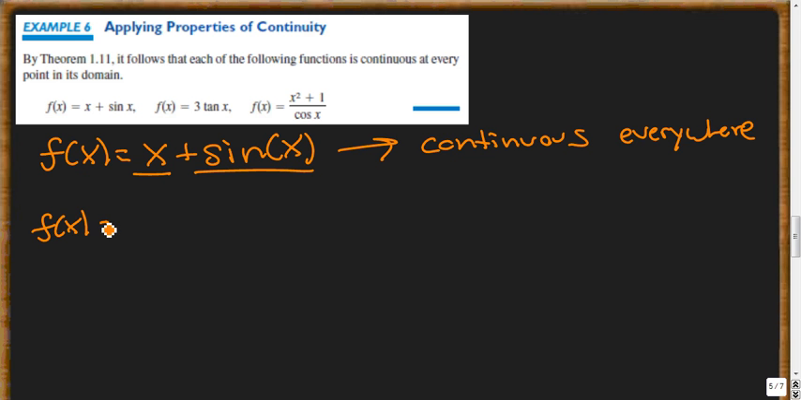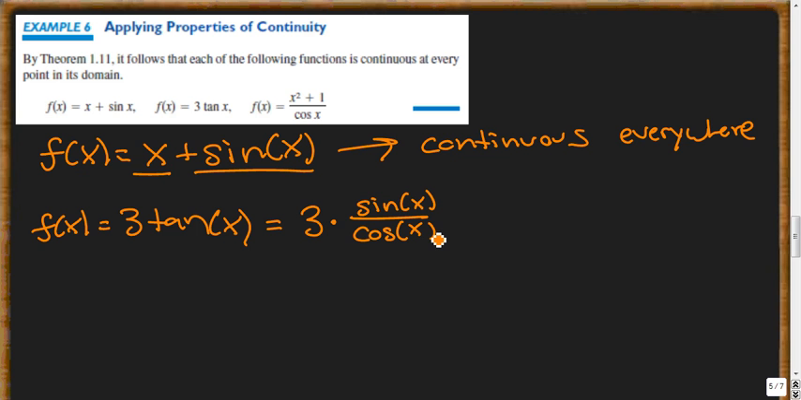Then we have f of x equals 3 tan x. Okay, so it's 3 tangent of x. Well, 3 tangent of x is the same as 3 times the sine of x over the cosine of x. So we are limiting our domain now because we are dividing by a function that can be 0. So we want to know when our cosine is 0. So cosine of x is going to be 0 at the following points. So x would be pi over 2 plus pi k.